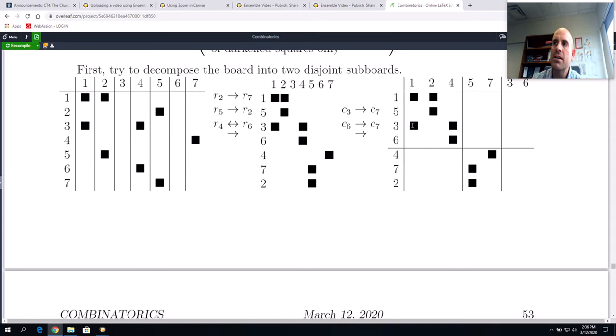3 + 3 = 6, yes? So we have 6 so far. And we have dealt with all the cases where I placed a rook in the first column, okay?